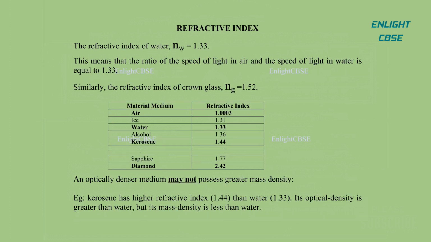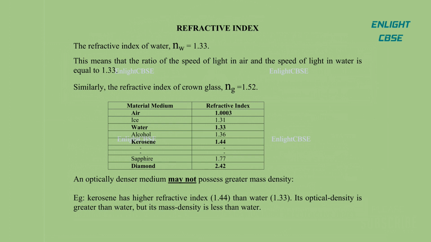The refractive index of water equals 1.33. This means that the ratio of the speed of light in air and the speed of light in water is equal to 1.33. Similarly, the refractive index of crown glass, n_g, equals 1.52. The refractive index of air is 1.0003, of ice is 1.31, of water is 1.33, of alcohol is 1.36, of kerosene is 1.44, of sapphire is 1.77, and of diamond the refractive index is 2.42.